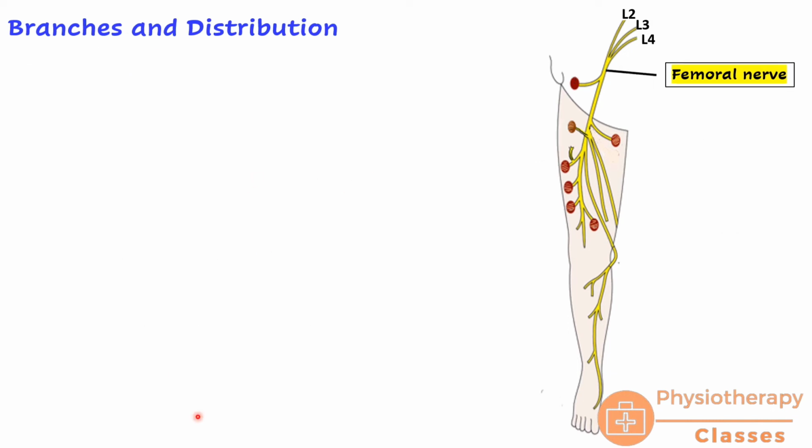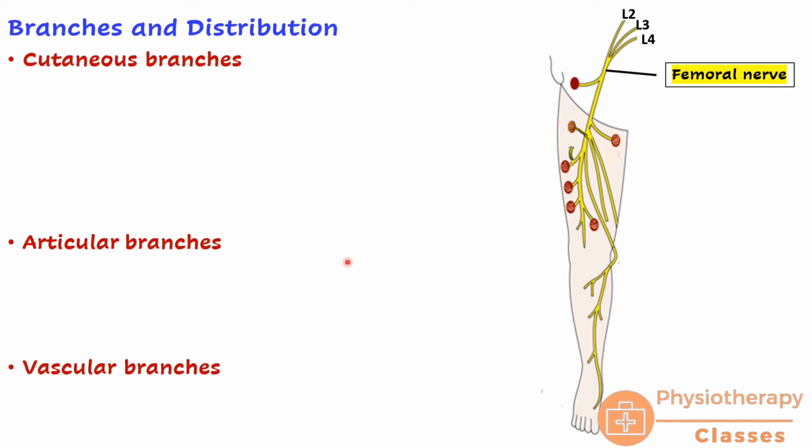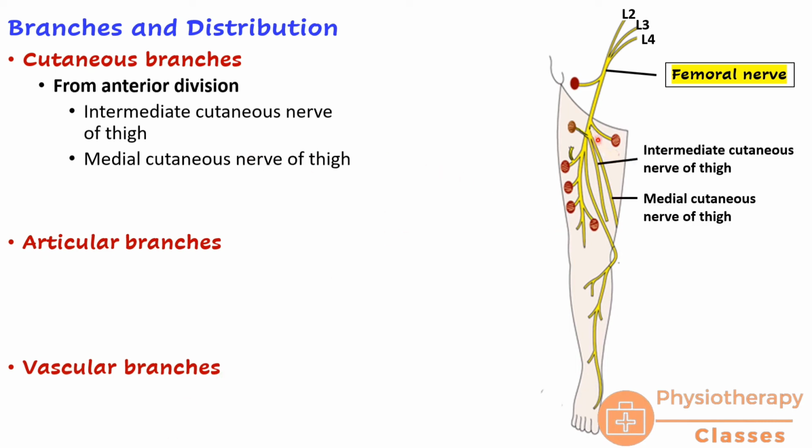Let us look at now the cutaneous branches. We will first see cutaneous branches, then articular branches, and then vascular branches. Begin with cutaneous branches from the anterior division. This is the anterior division. You can see a branch given to the sartorius, and there are two cutaneous branches to the skin of the front of the thigh and medial side of the thigh. These are the intermediate cutaneous nerve of thigh and medial cutaneous nerve of thigh. So the anterior division will give one muscular branch and two cutaneous branches.